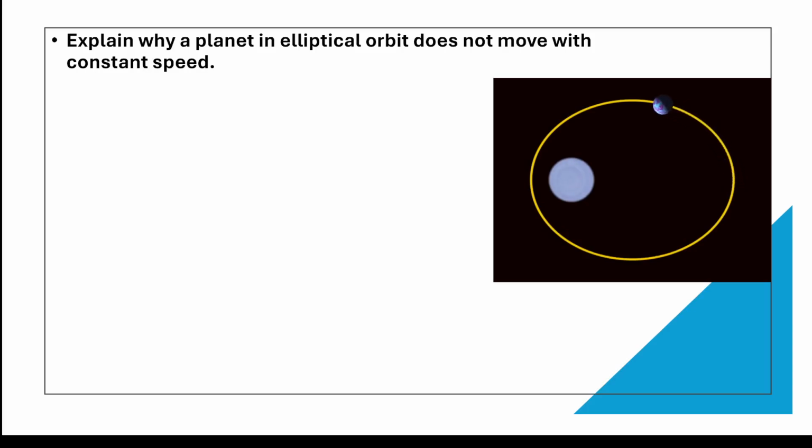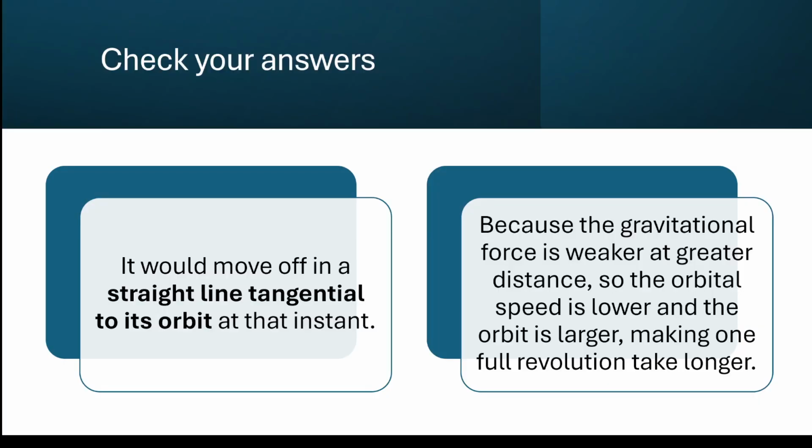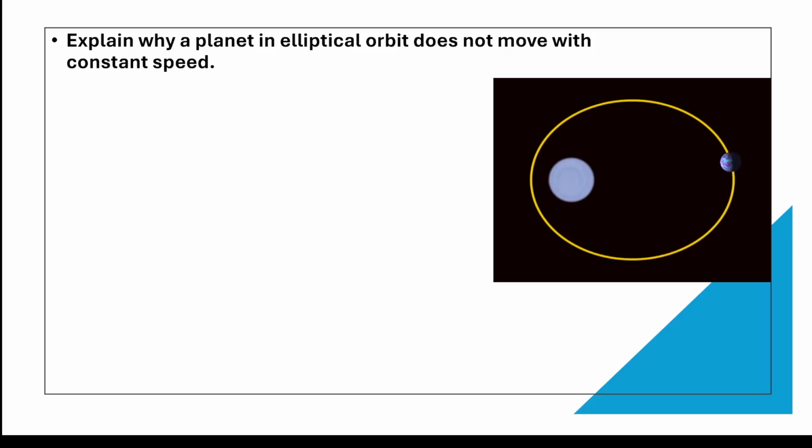Now this is a question that could be a part of any of your exams. Why does a planet in elliptical orbit not move with constant speed? You go ahead, pause and try to answer it yourself. Going back to this one, why, if it is an elliptical orbit, would it not move at constant speed? That animation is also talking about the same thing.